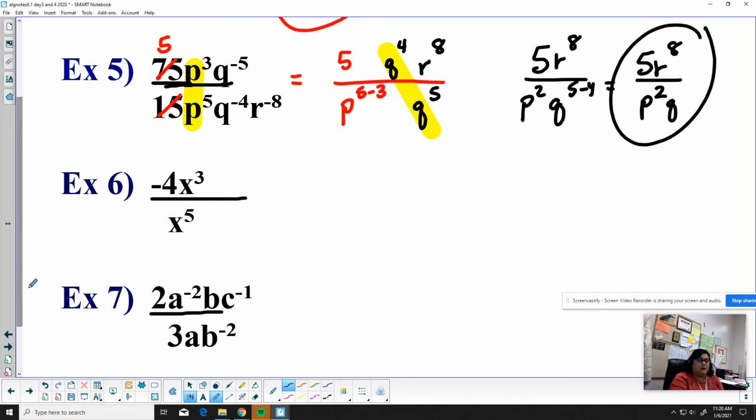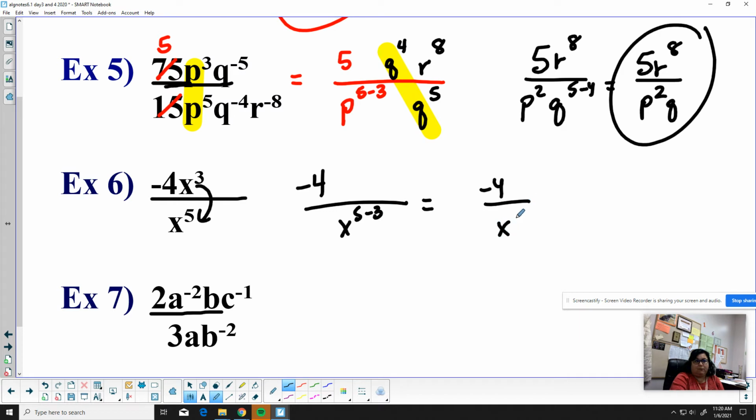All right, let's look at number 6. So negative 4 has nothing to cancel with, so it stays in the numerator. There are more x's on the bottom, so x to the 5 minus 3, so negative 4 over x to the 2nd.